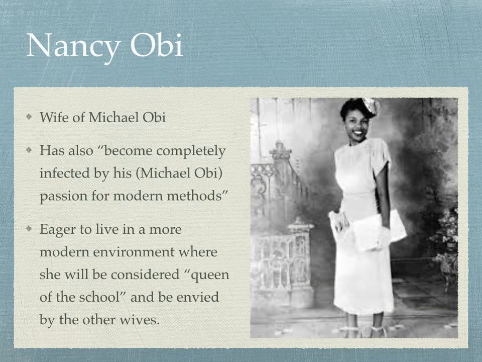Nancy Obi is Michael Obi's wife, and she has "become completely infected by his passion for modern methods," his referring to Michael Obi. She is eager to live in a more modern environment while she will be considered queen of the school, and she wishes to be envied by the other wives. Her wish, unfortunately, does not come true, as the other professors are young and unmarried, which suits Michael, but not her.